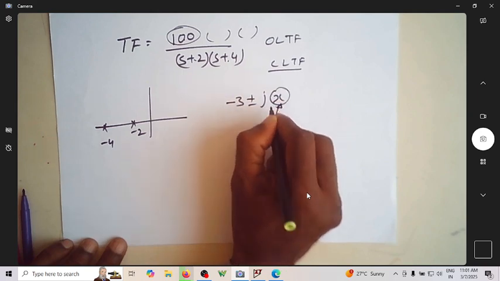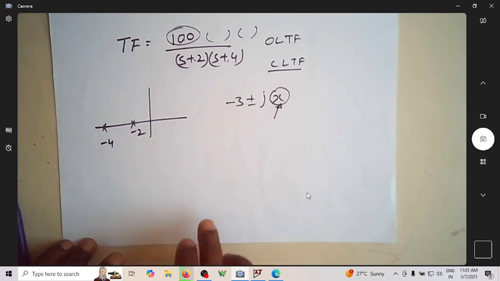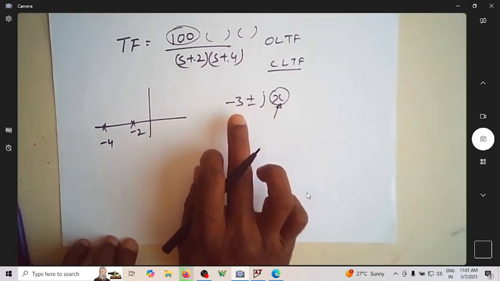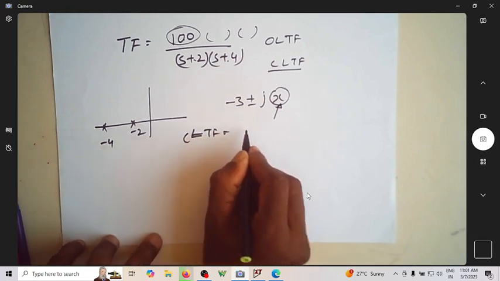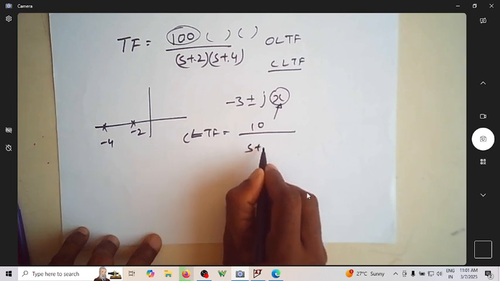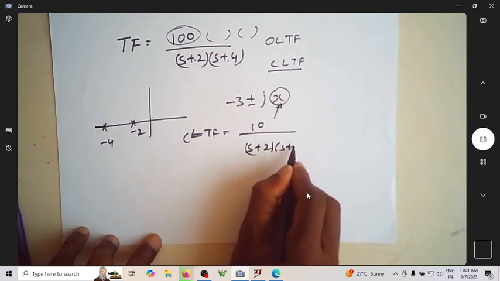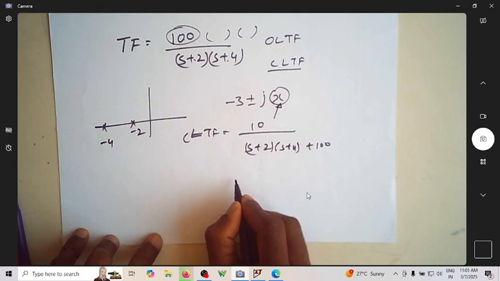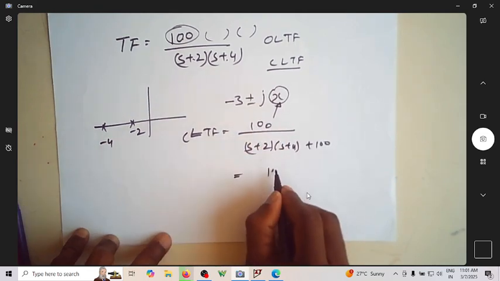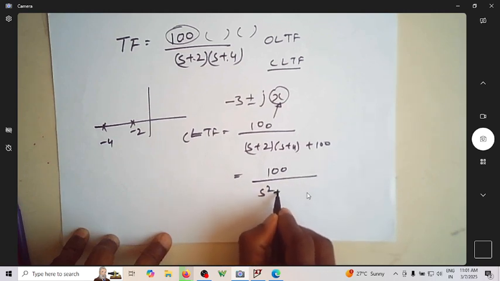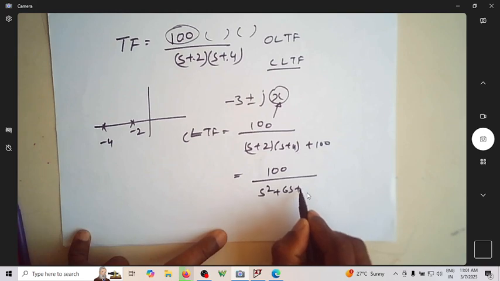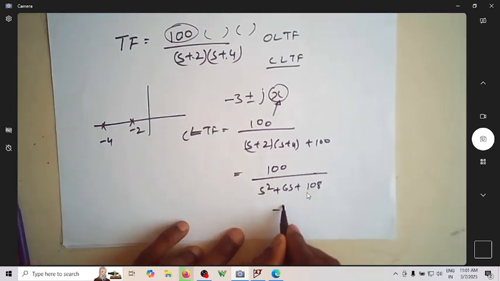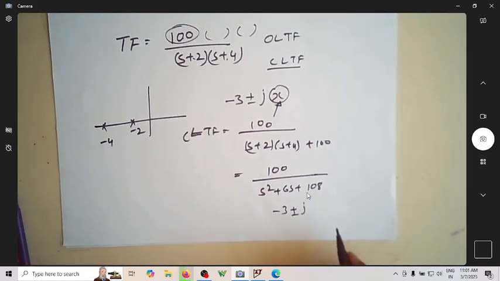You give me this x value. Anyhow it is -3. Just to verify, you get the closed loop transfer function, which should now be 100 divided by (s plus 2)(s plus 4) plus 100. Will it not be 100 divided by s square plus, how much is this? This is 6s plus 108. What are the roots of it? Is it not -3 plus or minus j?